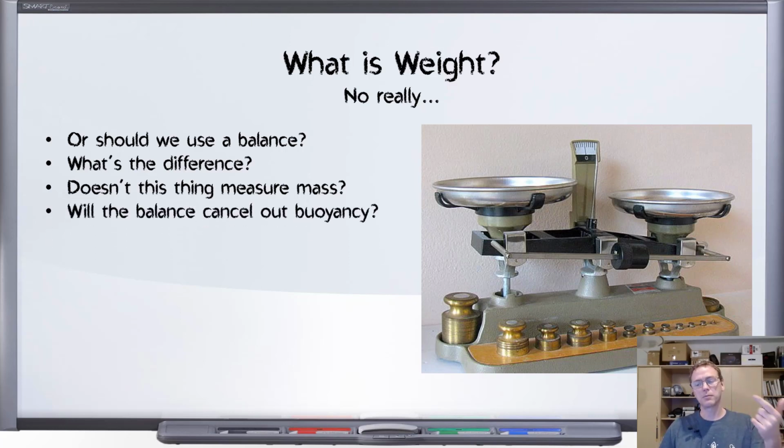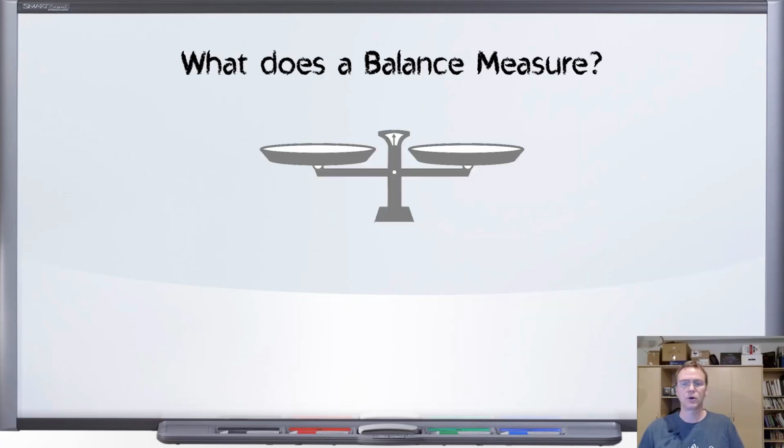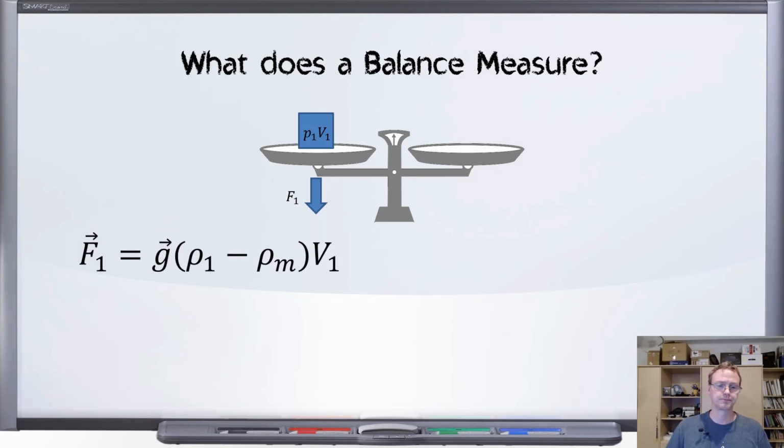Now that we're talking about buoyancy, I think we need to look at this a little closer. So here's my little diagram. Here's my little balance. I'm going to put a mass on one side, and it's going to have a downward force. This is force number 1, and here's the equation for force number 1. It's the same equation; you can rearrange the terms any way you want.